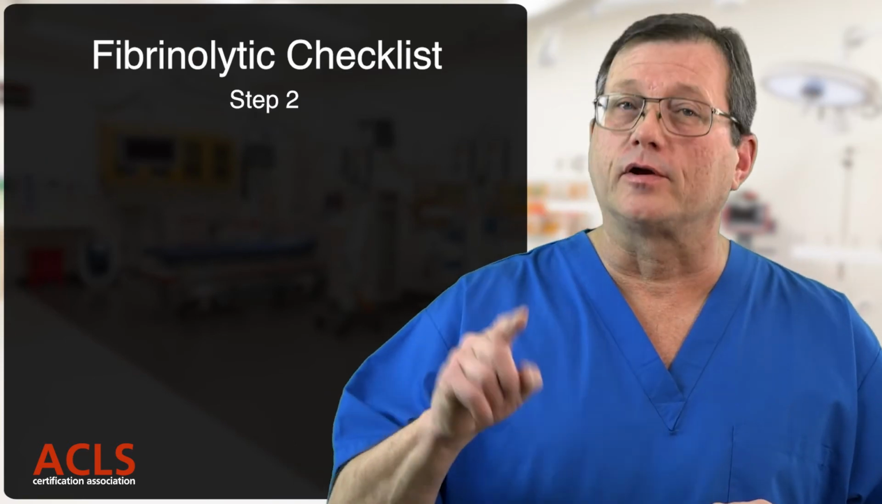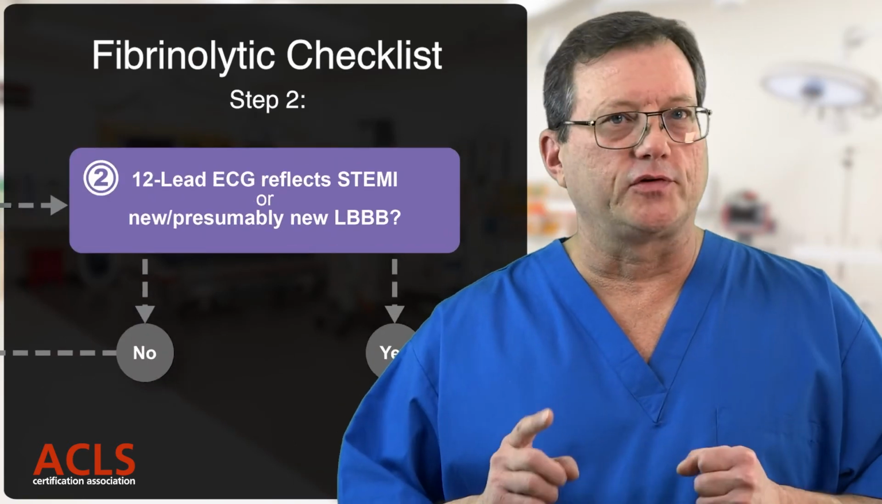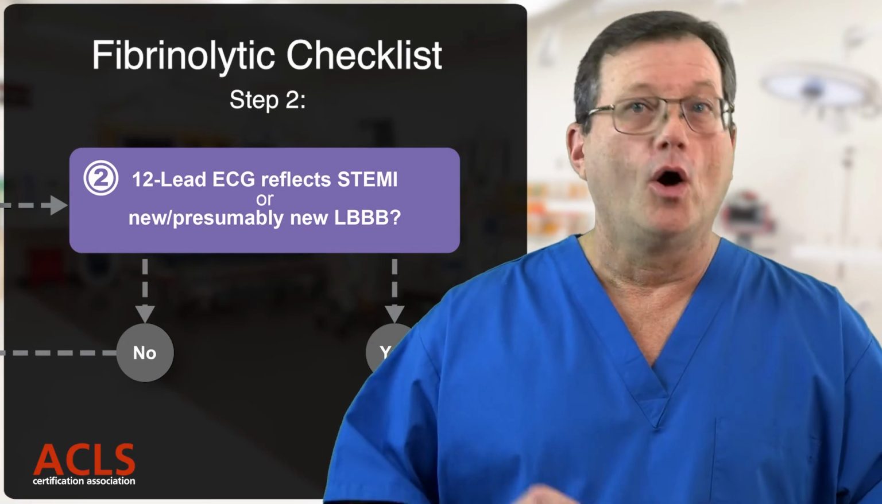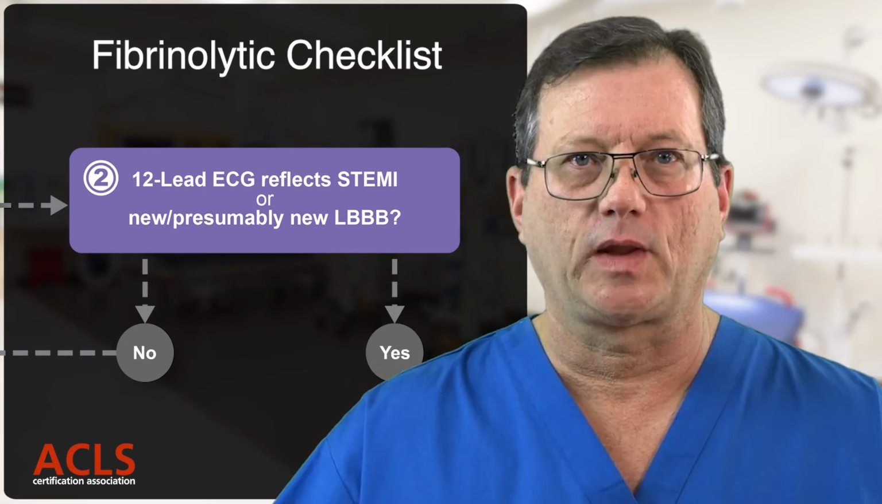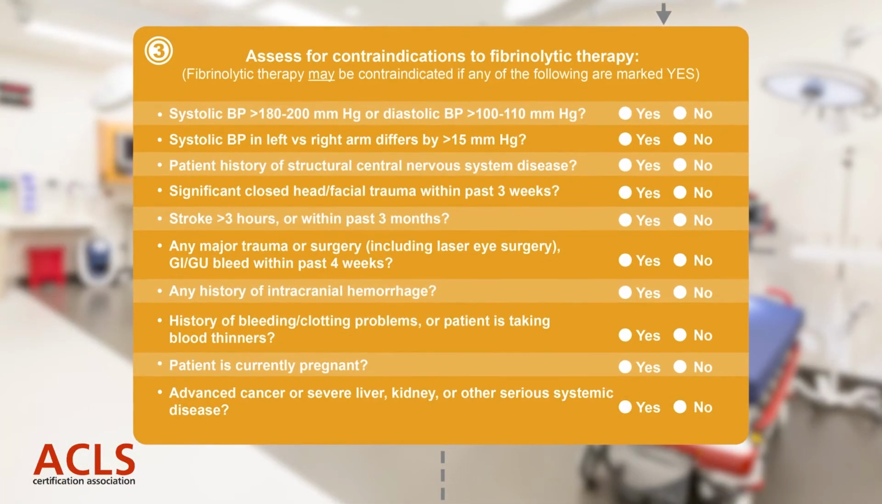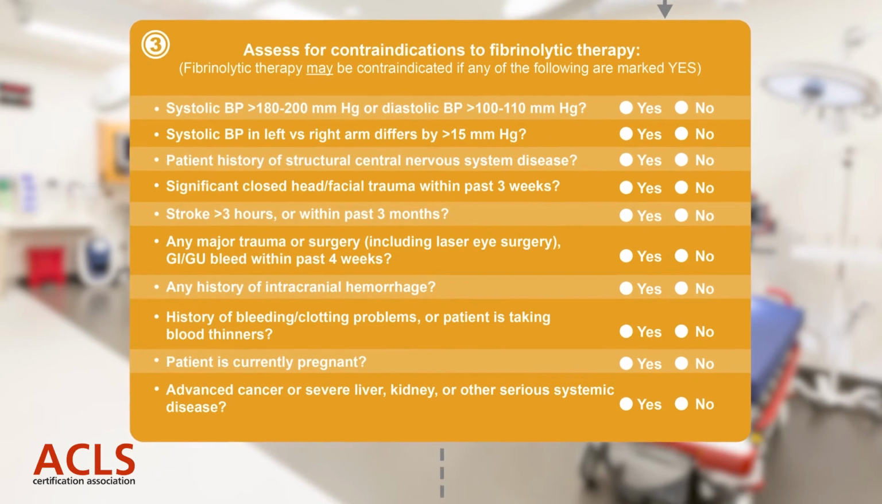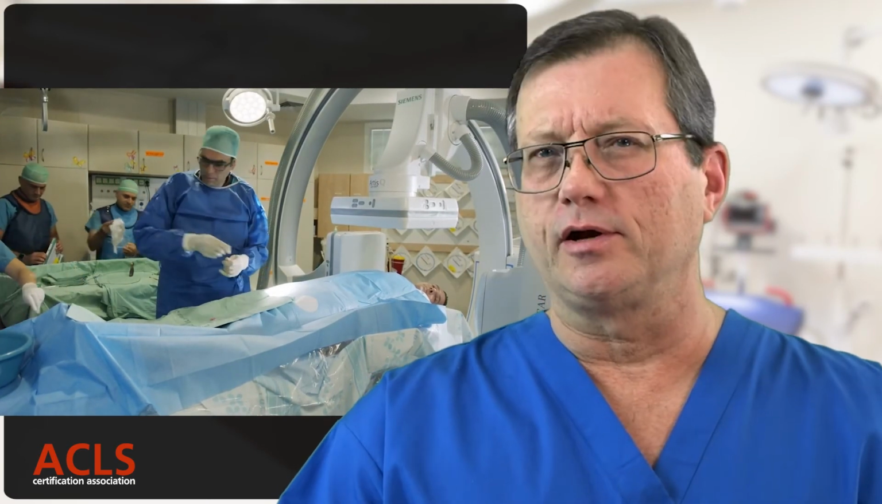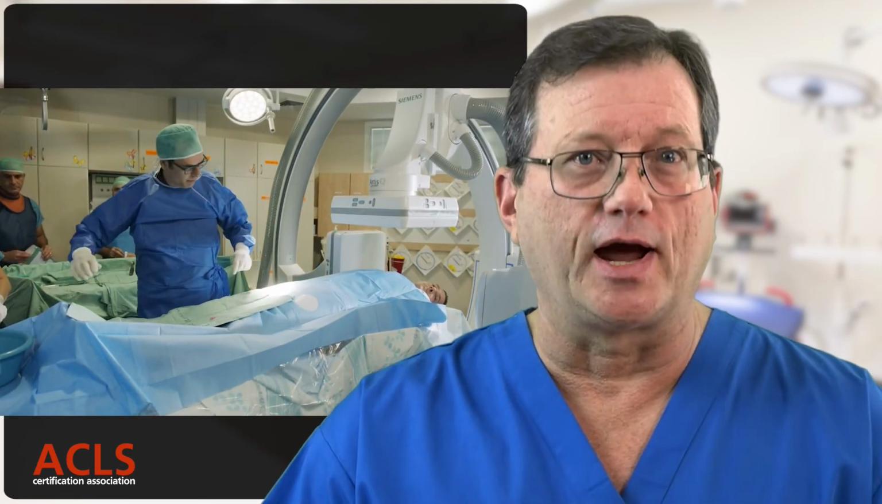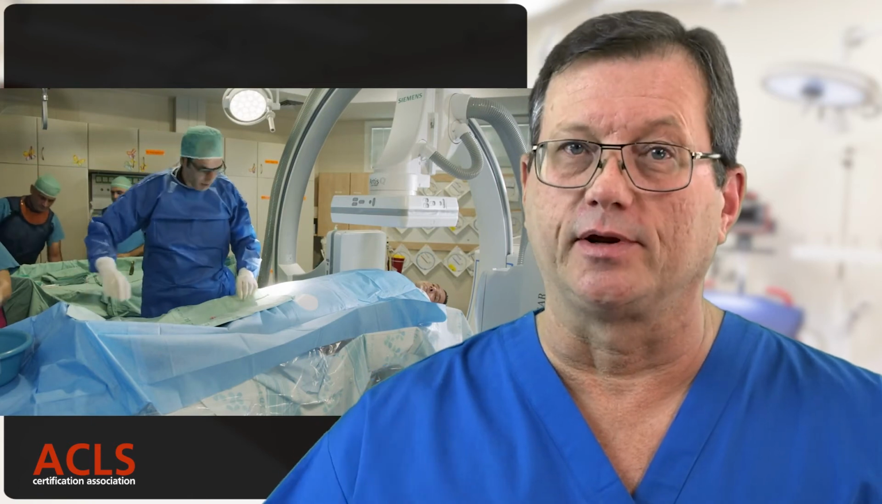Step 2, look at your 12 lead. Is the 12 lead suggestive of a new AMI or a new left bundle branch block? We want to look at that 12 lead. Step 3 asked, did the patient meet any of the exclusion criteria from step 2? Now, right now with COVID, we really have to look at that carefully because we may not have an available cath lab. So you're really going to look for your absolute and relative contraindications for thrombolytic therapy.